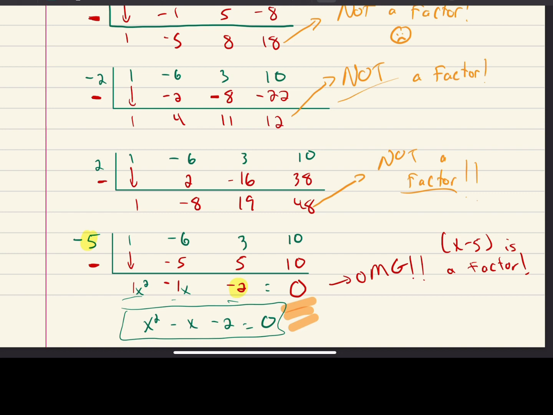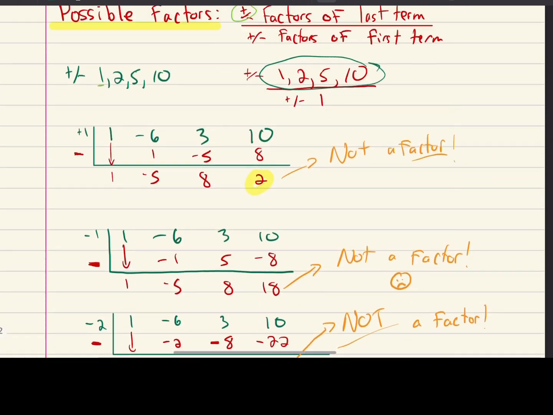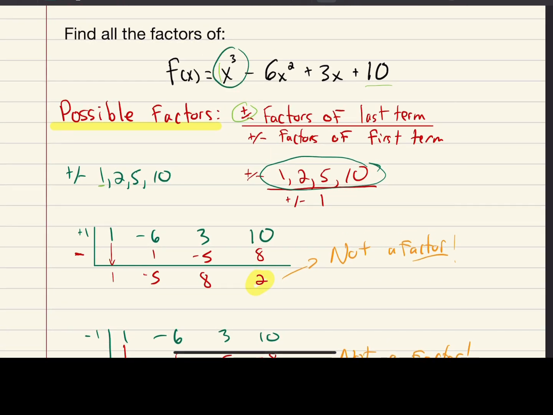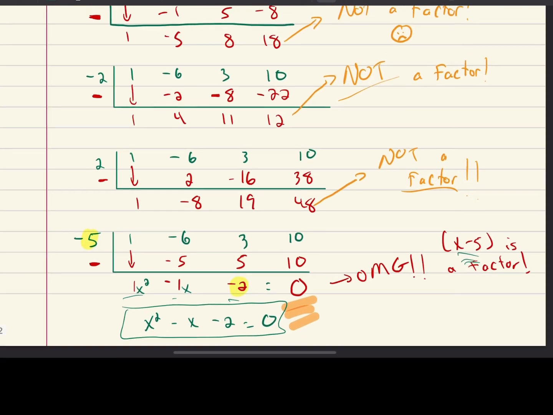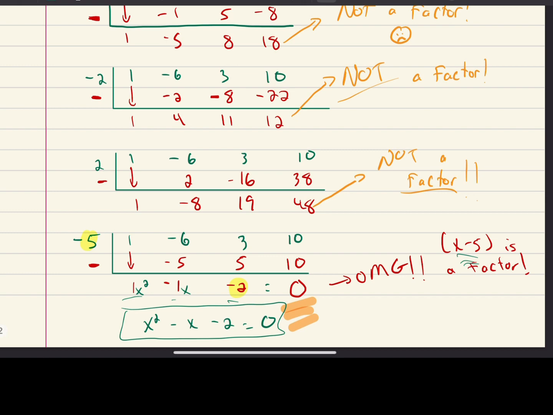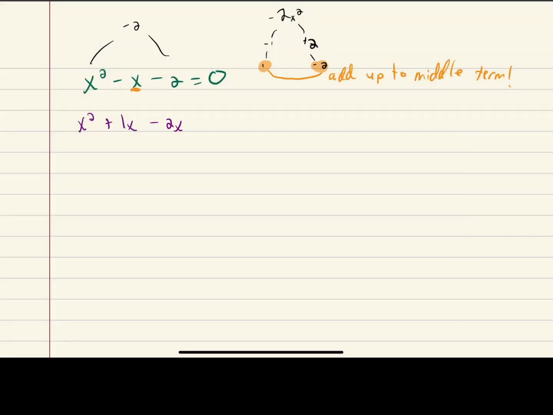Now, how do I know that there's 2 other factors and not just 1? Well, because the original function has a degree of 3, which means that there should be 3 factors or roots or zeros. Okay, so now, like we would any other quadratic, let's factor this quadratic for the other remaining factors.